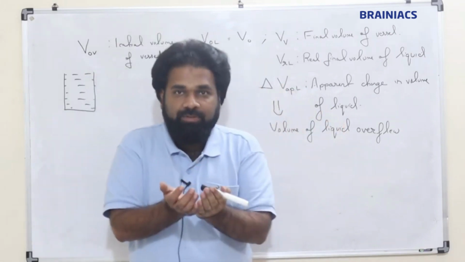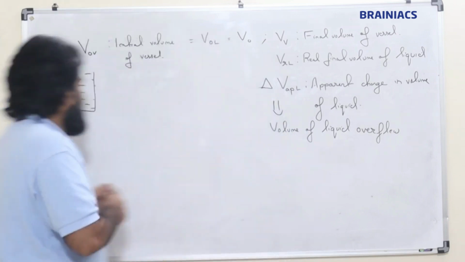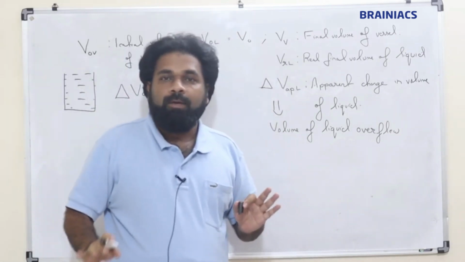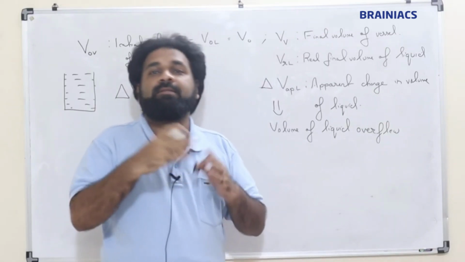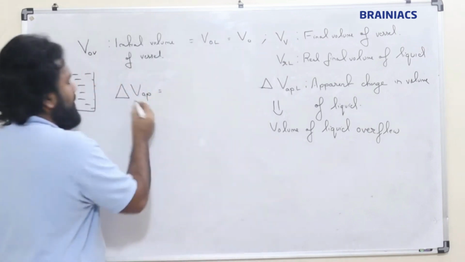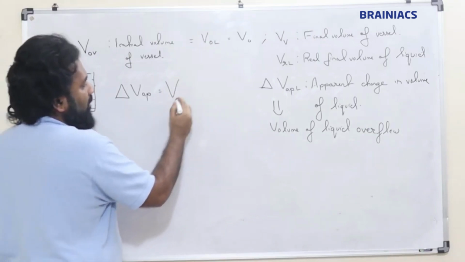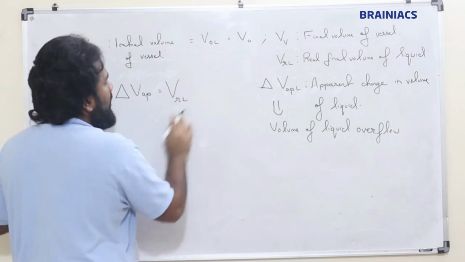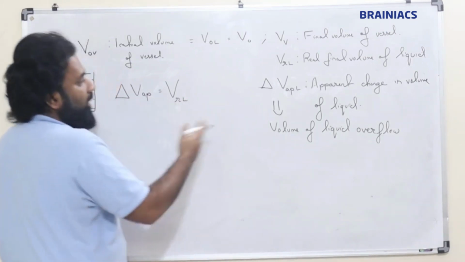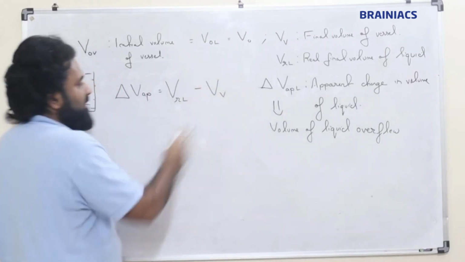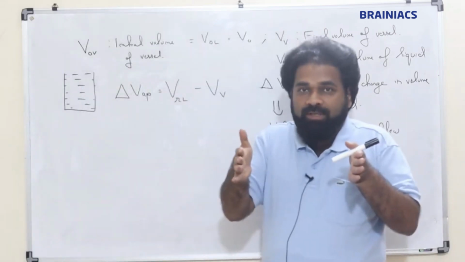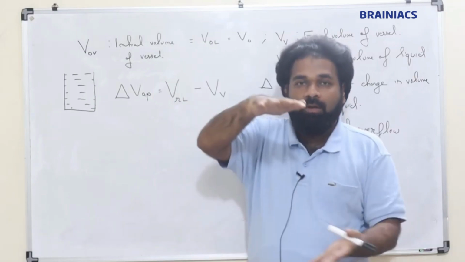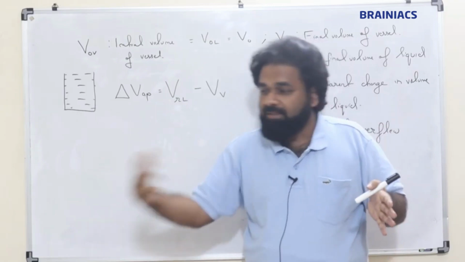This is the same, whatever we are collecting outside, that is the apparent. So what is that actually? The apparent change in volume is equal to the real change in volume of liquid minus the real change in the volume of vessel. Is that okay? Or we can say the final volume of the liquid, real volume, minus the volume of the vessel, that is final. Because how much really this water expands, that is the total volume of the water. How much is the final volume of the water which is there in the container and which is there outside?